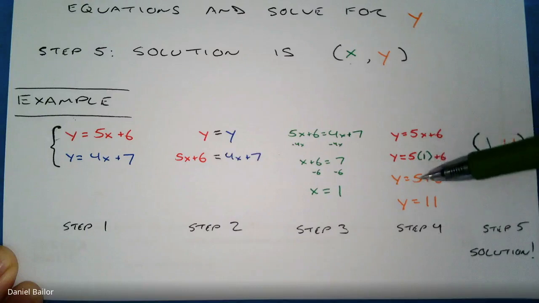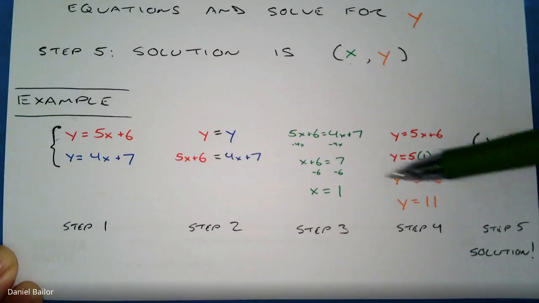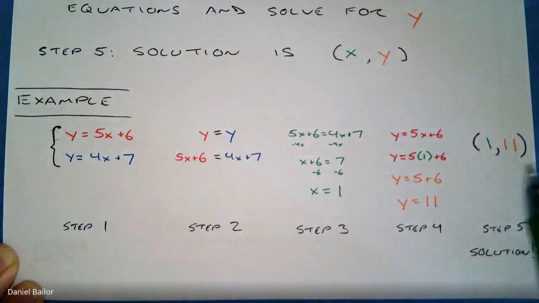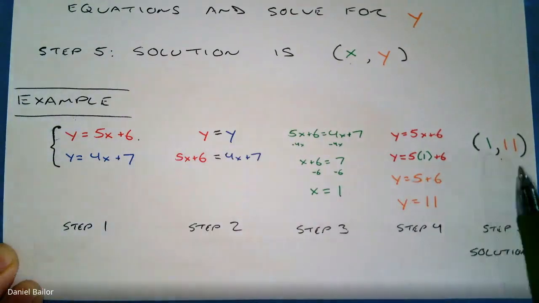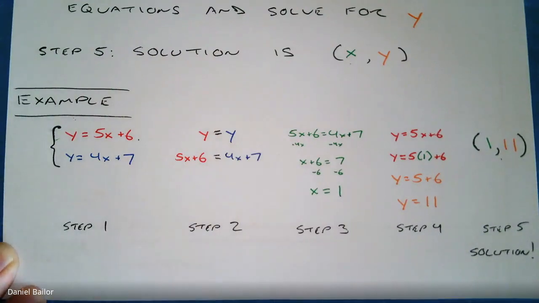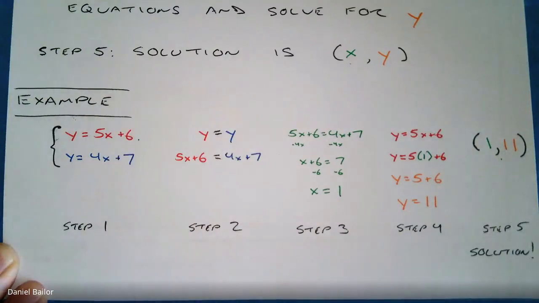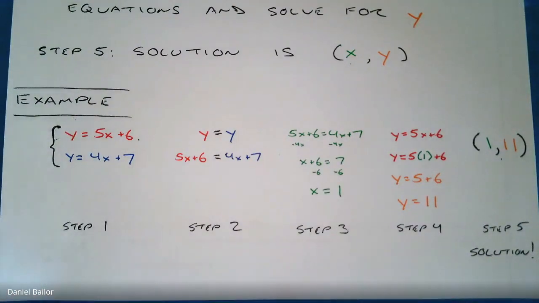5 times 1 is 5. 5 plus 6 is 11. So y is 11. So step 3 tells me x is 1. Step 4 tells me y is 11. My step 5 solution, 1 comma 11. That is the true solution for the red equation. That's the solution for the blue equation. That is the solution for the system of equations. And you can look, this is all of my work, and there is no graphing there. So this is how you find a solution from a system with no graphing.